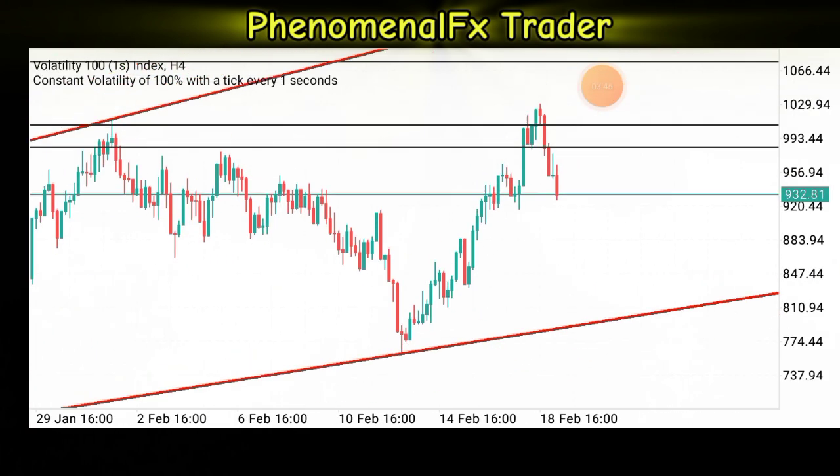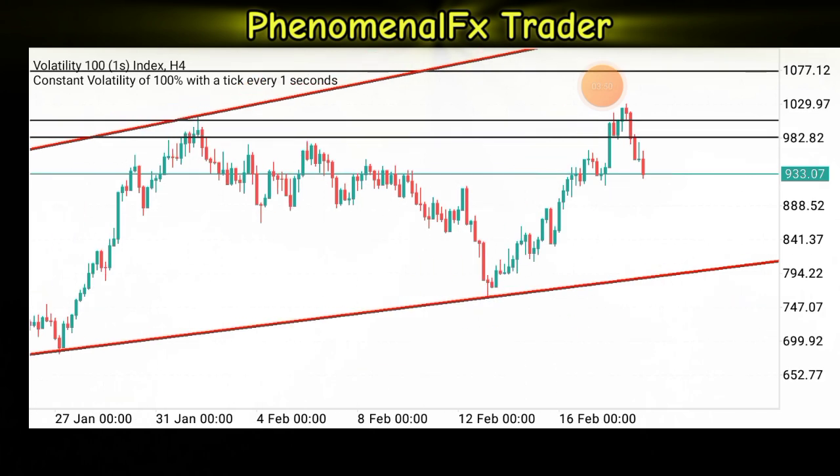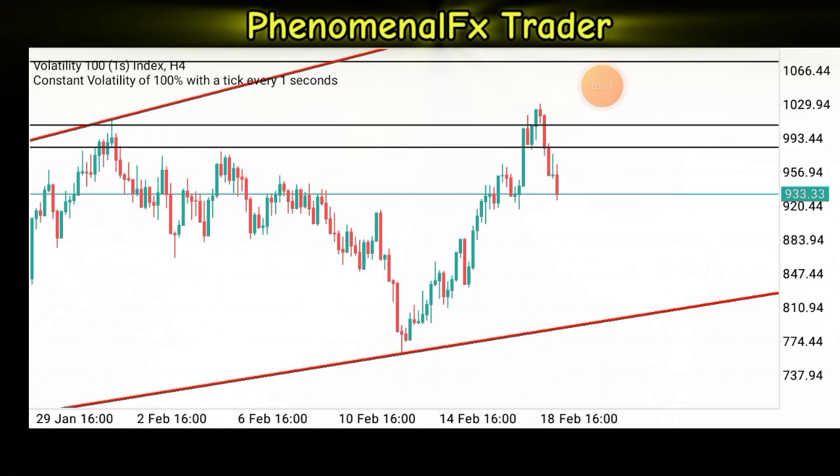On the lower time frame, which is the 4 hourly time frame right here, you can see the market is reacting to another zone right there. You can see we had some rejections around this place. Let me just mark it out.